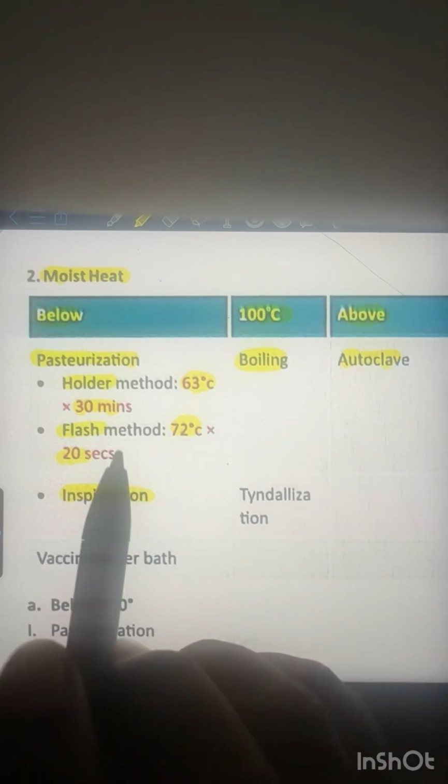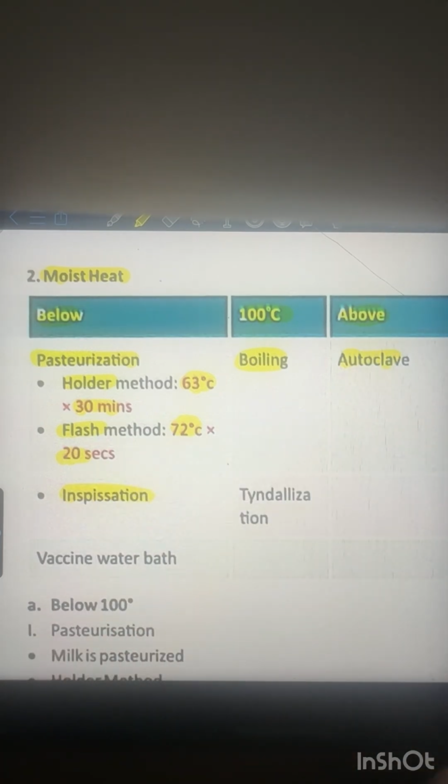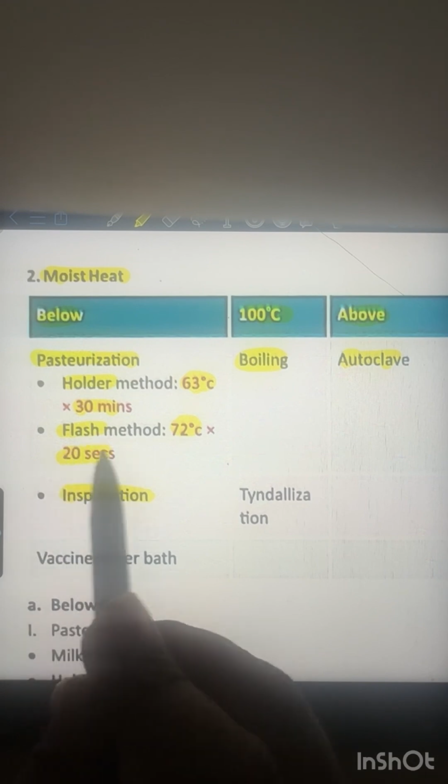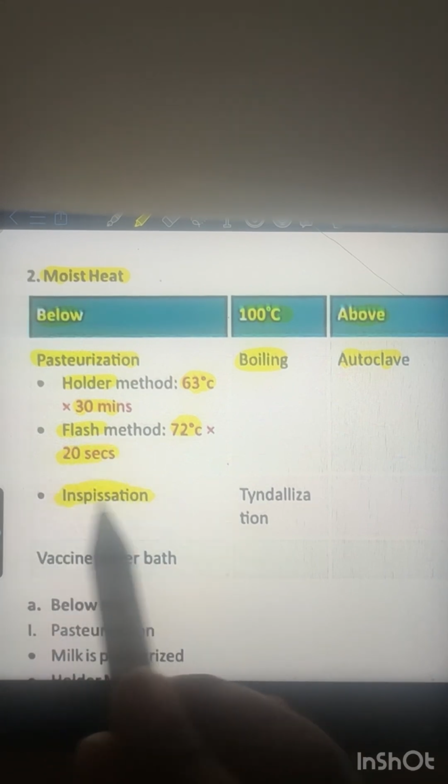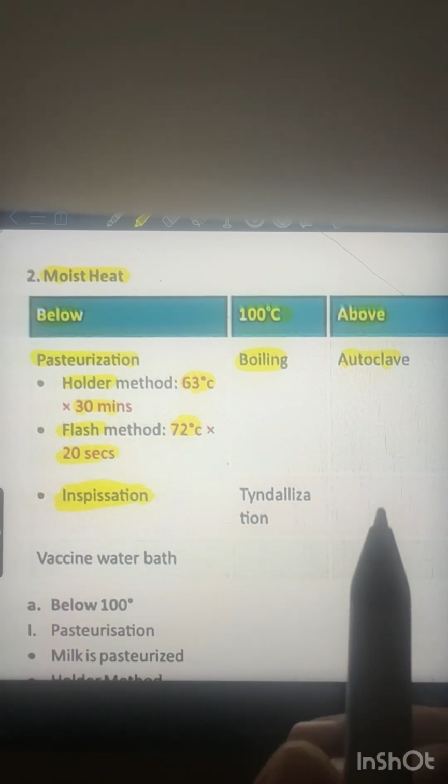And remember, after this, you can't keep the milk at 72 degrees. After 7220, after the 20 seconds, you will cool it to less than 13 degrees. So what is Holder's? You hold it for a long time, 6330 minutes. Whereas flash method is flash, 7220 seconds. But now, which is better? Remember, the flash method is considered better because it can kill something which no one else can kill, and that is Coxiella. So that is pasteurization of milk.